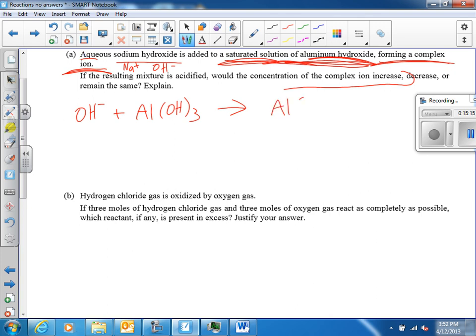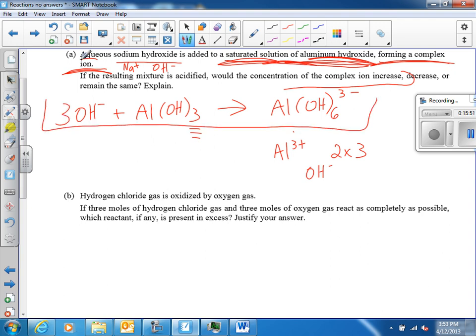So we will make the complex ion, remember the charge is going to be twice the charge of the cation. And this cation, Al3+, has a charge of +3. So that means we will have 6, 2 times 3 is 6. So we will have 6 ligands attached to the aluminum ion. Now, aluminum is +3, and hydroxide is -1, and we have 6 of them, so the total charge here is -3. Let's balance this out now. I've got 3 hydroxides here. I need 3 more. There's my balanced reaction.